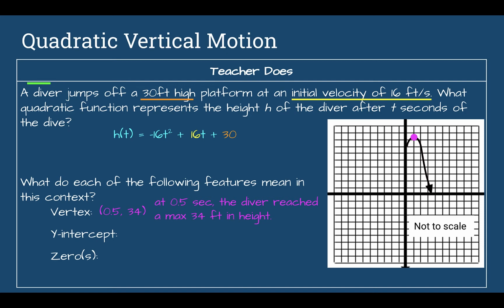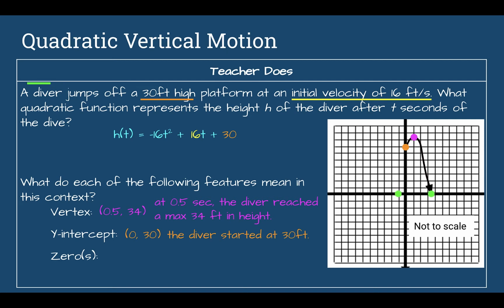Next, what would the y-intercept mean? The y-intercept is where it crosses the y-axis. That is at (0, 30), or just 30. That's saying that the diver started at 30 feet. So in context here, the initial height is the same as the y-intercept.